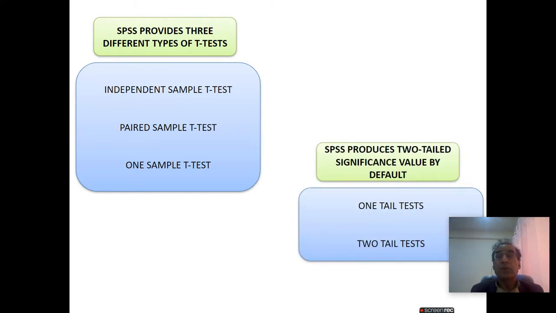So SPSS provides three different types of t-test: independent sample t-test, paired sample t-test, one sample t-test. SPSS produces two-tail significance value by default. One-tail test, two-tail test. In the upcoming slides, we will discuss these types of tests and significance tails.